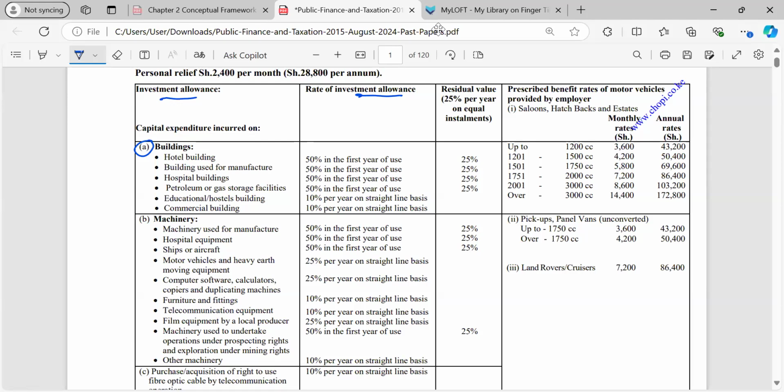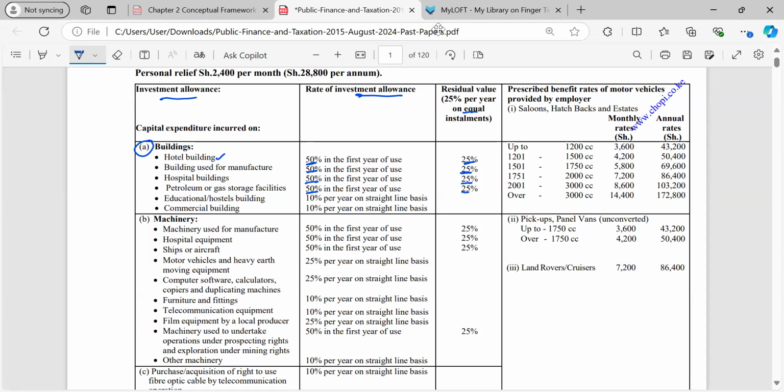The first building is a hotel building. Hotel building qualifies for 50% the first year of use, after which the residue qualifies for 25% on straight line basis, meaning equal installments. Equal installments per year is straight line basis. The remaining 50% qualifies for investment allowance at the rate of 25% per year. The same with building used for manufacturing. 50% the first year of use, then 25% on equal installments per year. Hospital buildings, the same. And then we have petroleum and gas storage facilities, also the same.